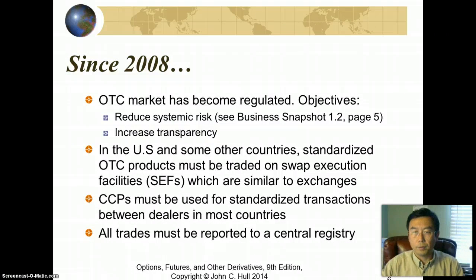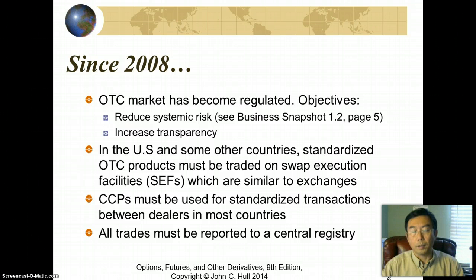Well, we all know what happened in 2008. The financial world turned upside down. There was a big crisis. So people began to ask questions. This OTC market probably ran wild with derivatives. So since 2008, the OTC market has become regulated by the government. The objective is to reduce systemic risk and increase transparency. That usually means you get more reports to do.